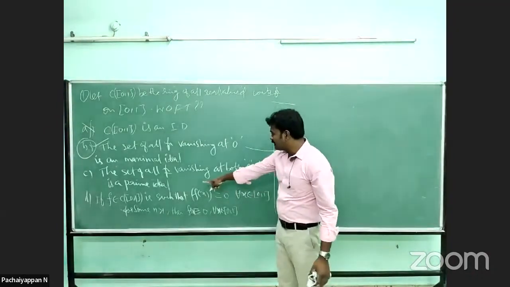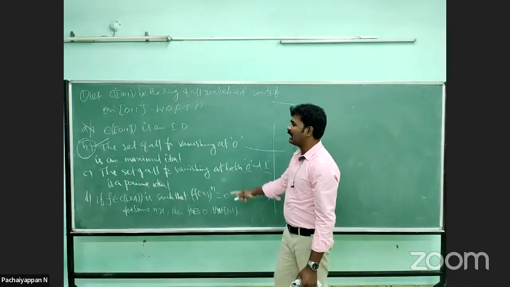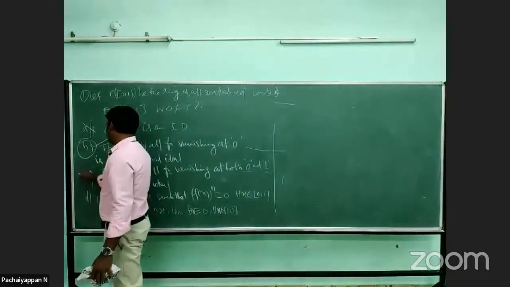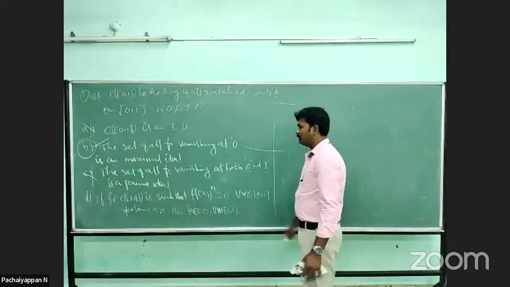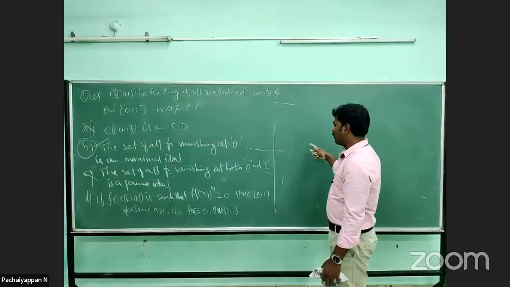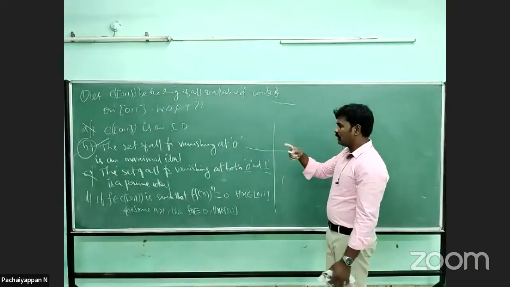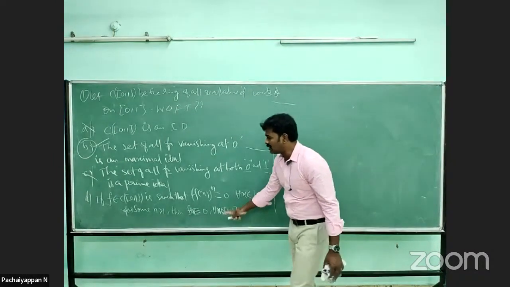So, what is that? The set of all functions vanishing at both 0 and 1 is not a prime ideal. It will be vanishing at a finite number of points, more than one point. It does not form a prime ideal. I have a hint here also. And also, for functions vanishing on 0 to 1/2, whether that forms a prime ideal or not, you can check. Now, this is the last question.